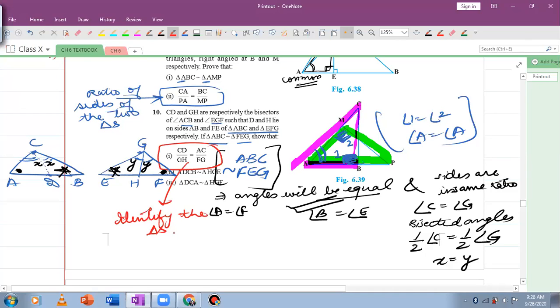So if you can prove the similarity of those two triangles, you can easily write down that their sides will be in the same ratio. So look closely, and if you want, you can just mark in the figure as well. So we want CD over GH. These are the bisectors. Fine.